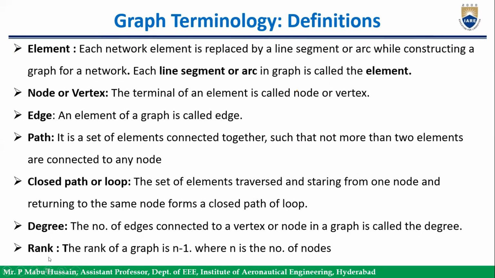And the rank of the graph is 1 less than the number of nodes. So if you have n number of nodes, the rank of the graph will be n minus 1. These definitions you will come across while analyzing networks using graph theory.